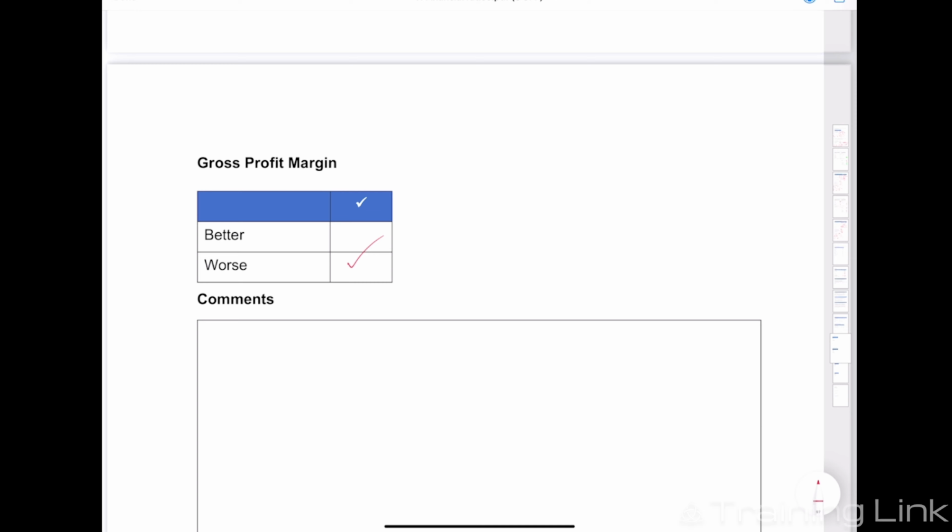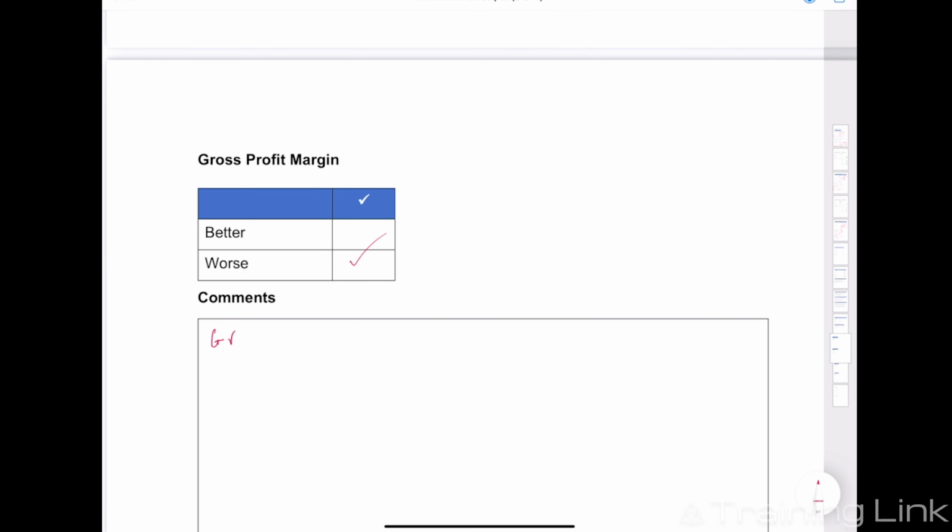Okay, we now need to comment on these. So think about what goes into each ratio, and that will really help you to be able to comment. So for instance, gross profit, let's think about what goes into it and what it means. So effectively, the gross profit margin, start off simple, has fallen.